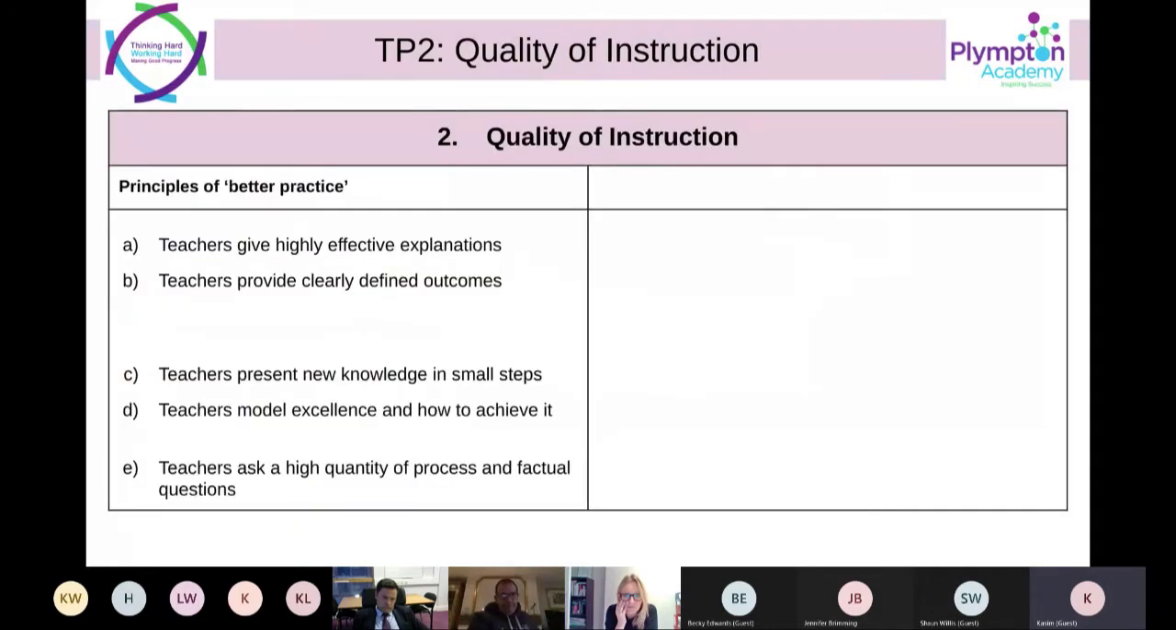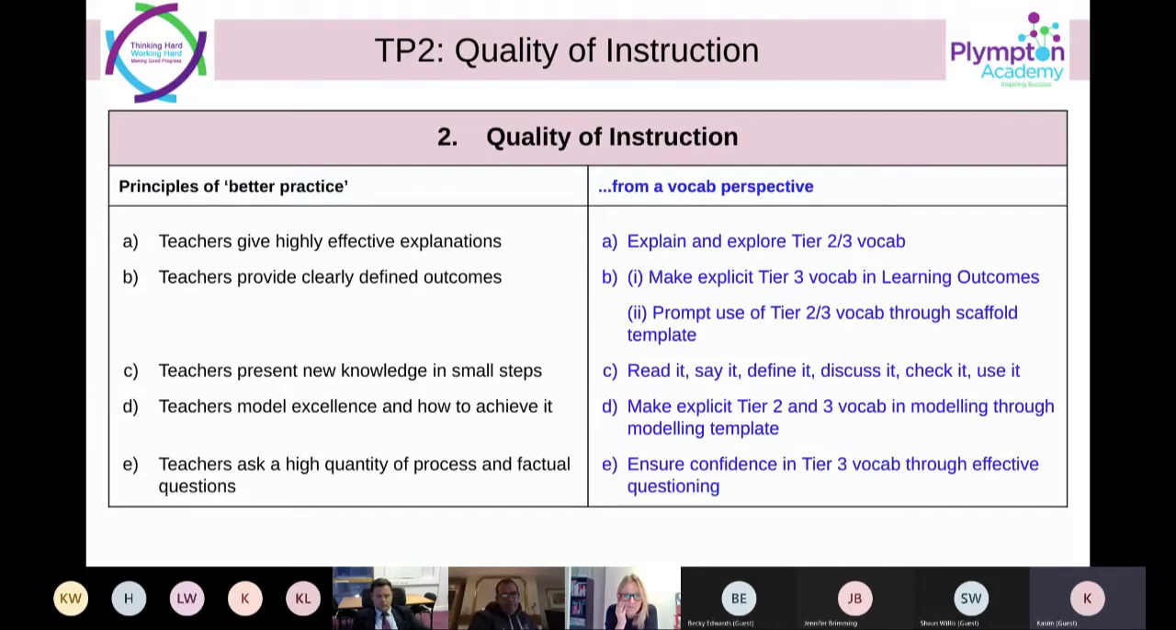So here we've got the principles of better practice in terms of quality of instruction. And again, you can see quite clearly mirrored against Rosenshine. But then we adapted it to look at it purely from a vocab perspective. So what I'm going to do is just go through a few examples about how this translated into practice.